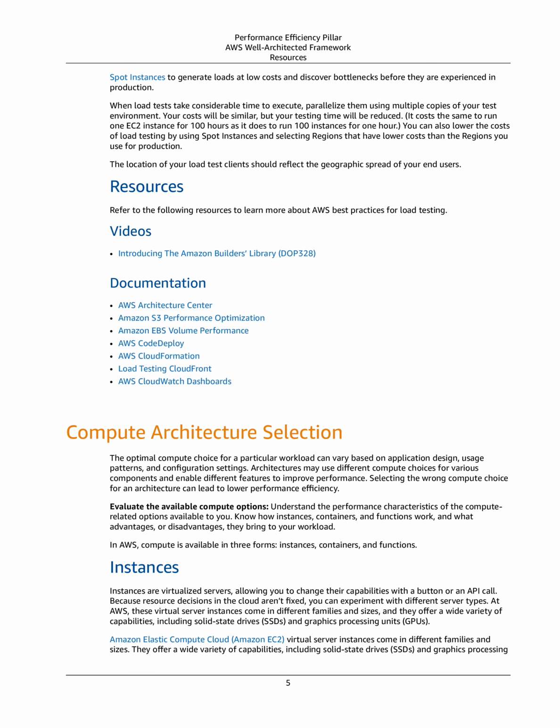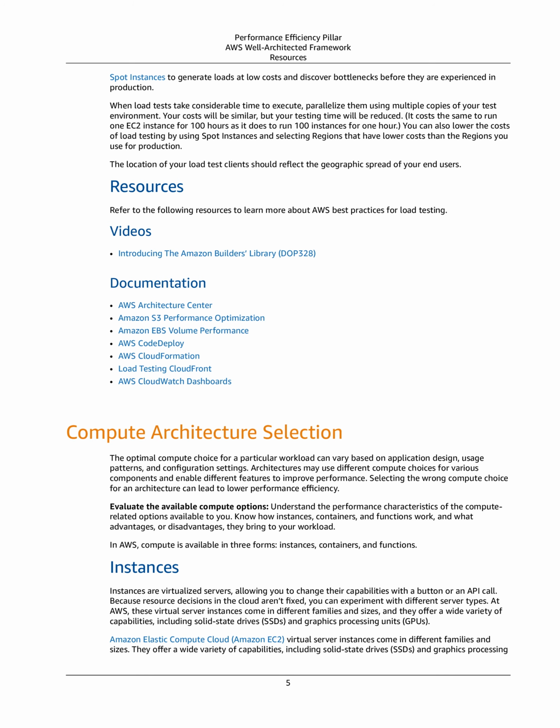In AWS, compute is available in 3 forms: instances, containers, and functions. Instances. Instances are virtualized servers, allowing you to change their capabilities with a button or an API call. Because resource decisions in the cloud aren't fixed, you can experiment with different server types. At AWS, these virtual server instances come in different families and sizes, and they offer a wide variety of capabilities, including solid-state drives, SSDs, and graphics processing units, GPUs.